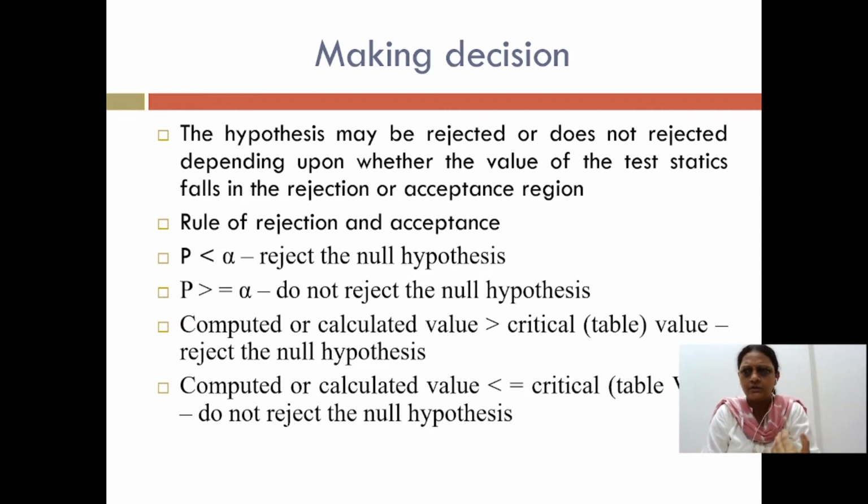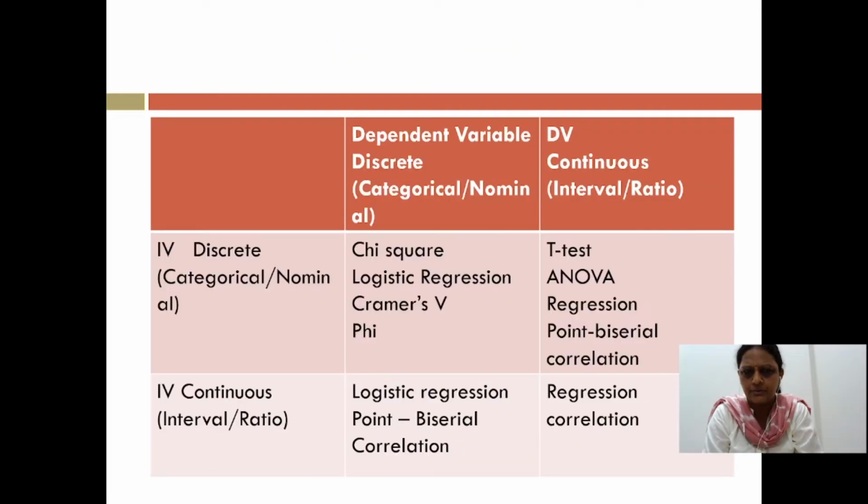So there are two methods to rejecting and accepting the null hypothesis. And that is the last stage for the testing of your hypothesis. So at that stage, you define that either you are accepting the null hypothesis or you are rejecting the null hypothesis. So this is the table which I have been talking about, right?